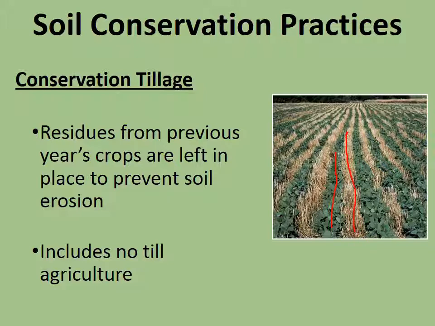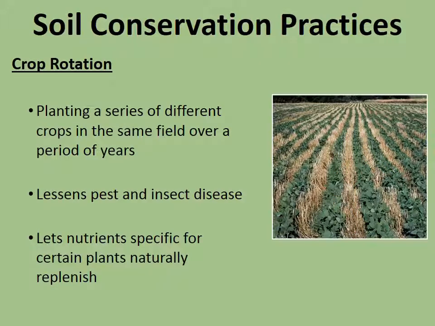So instead of tilling your soil and getting your old plants into the soil to decompose, what you do is you just cut the stuff, you leave it on top, and that suppresses weed growth. And then you plant new stuff on top of that, and what you end up getting is soil erosion that does not occur. Okay? Conservation tillage also includes no-till agriculture, which is what I just described.